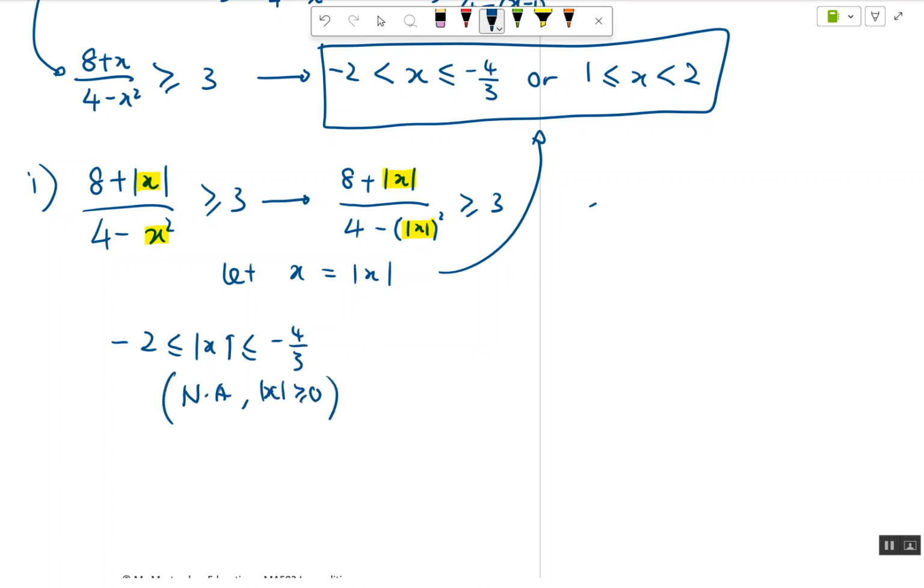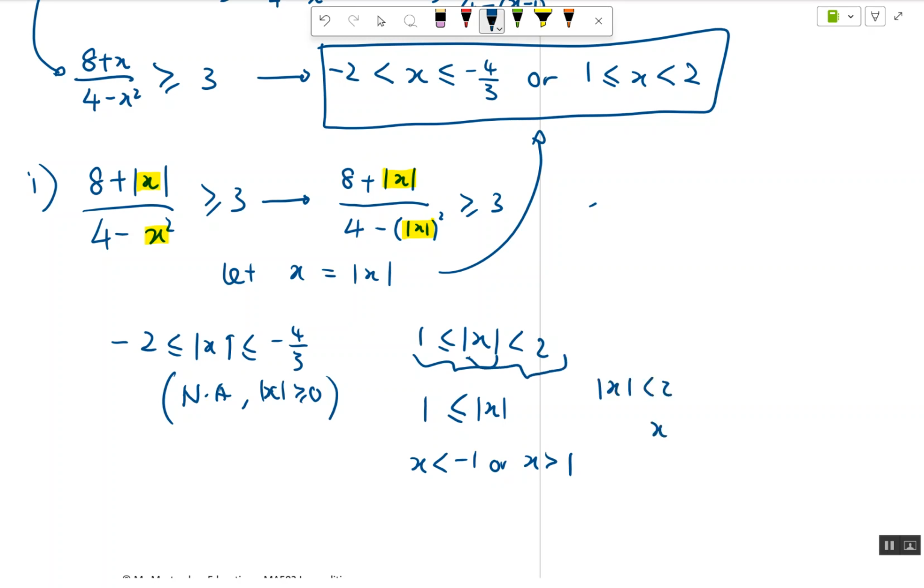Okay. Next part, modulus x is less than 2 and greater than 1. So you got to split this simultaneously. Modulus x greater equals to 1. Modulus x greater than 1, x less than negative 1 or x greater than 1. Then split the other one. Modulus x less than 2, x is in between negative 2 as well as 2.